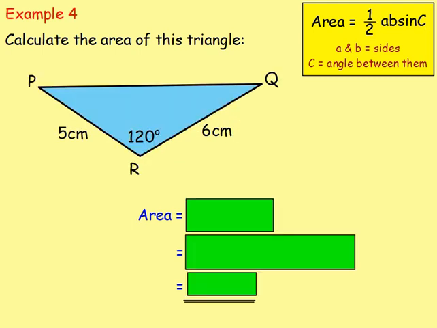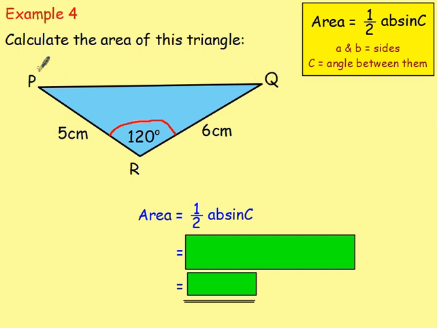Example 4, work out the area of this triangle. This one is slightly different because it's giving us the letters P, Q, and R. To work out the area of the triangle, once again, it is not a base and a perpendicular height. It's where we've got two sides and the angle between them. So, we're wanting to think about this amazing wee formula, half AB sine C. We can write down the area equals a half AB sine C.